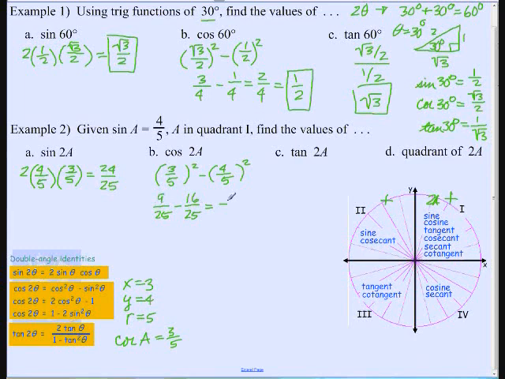The difference between 9 and 16 is 7, that's right. I should box these. Okay, so now I know that cosine is negative for this. It's positive here and here, and negative here, so I know now that I'm in quadrant 2. What does that tell me about tangent of the double angle? It's also going to be negative.